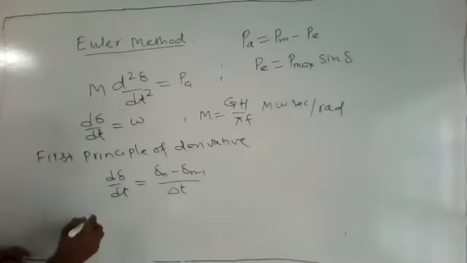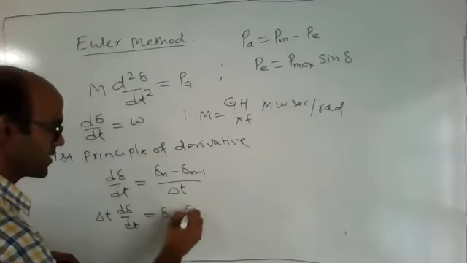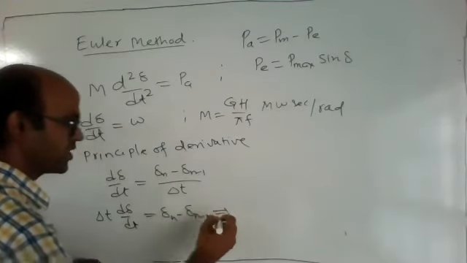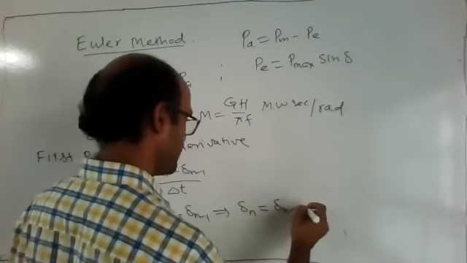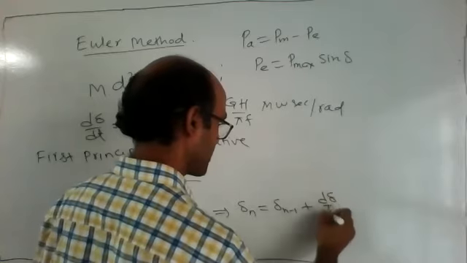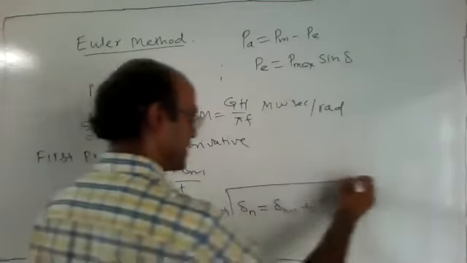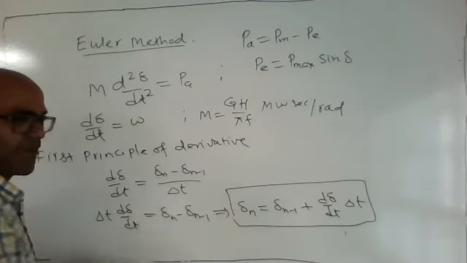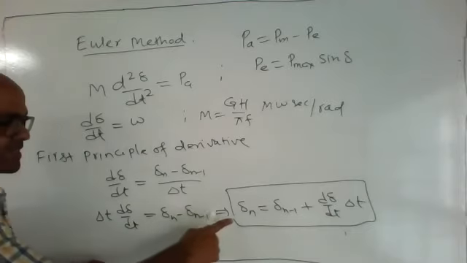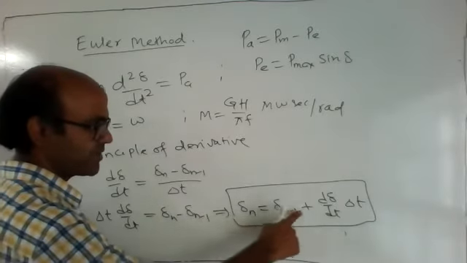Just cross multiply it, then delta t into d delta dt is delta n minus delta n minus 1. From here you can find delta n equals delta n minus 1 plus slope into dt. So this is the value of delta n. Delta n is at step number n. Suppose you are finding at step number 1, then delta 1 equals delta 0 plus this.